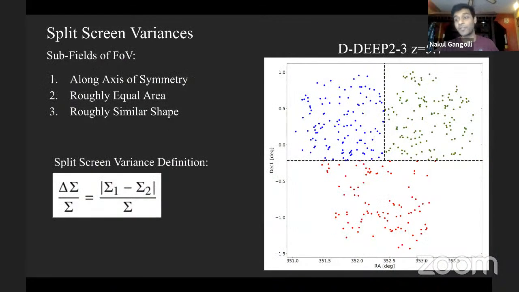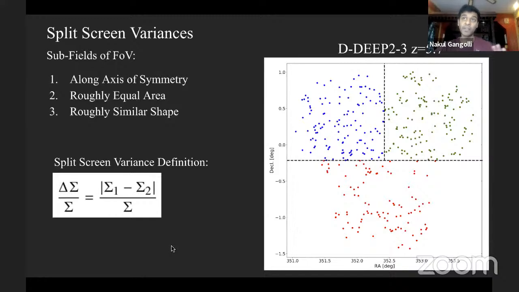And so this comes back to the first question that I wanted to answer, which was whether or not the large scale structure evolution could explain the wide field to field variations that we see, or whether that extra effect from neutral gas is needed to account for the variations. So what we do is something that we call the split screen variance, where we take a given field of view and subdivide it along axes of symmetry such that we get roughly equal area and roughly similar shapes. Then we find the magnitude of differences between the different fields of view and normalize by the average surface density.